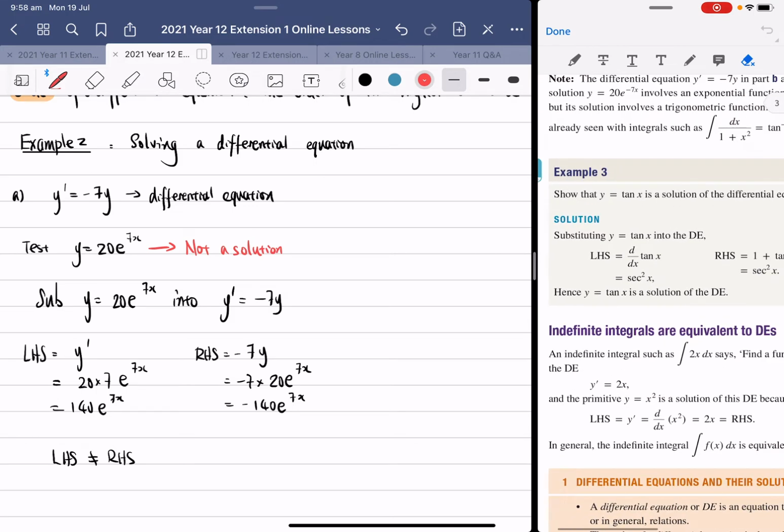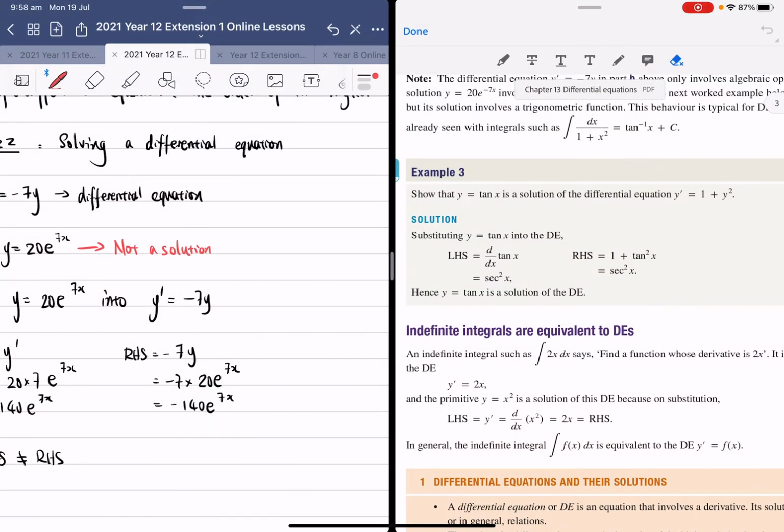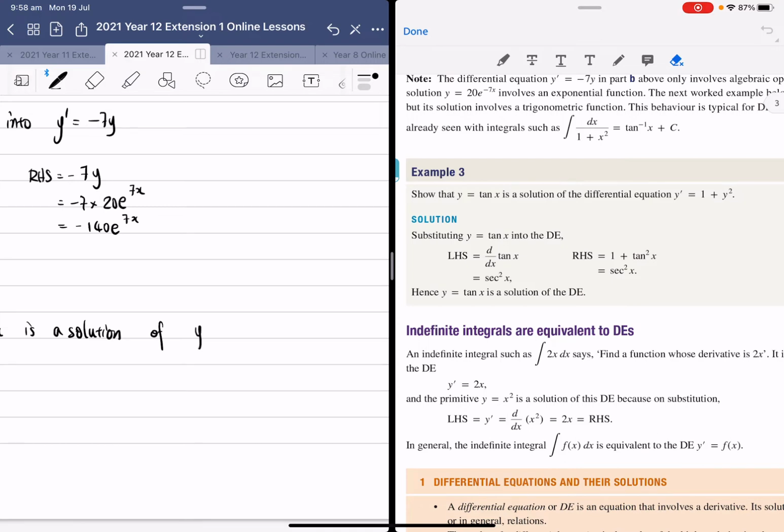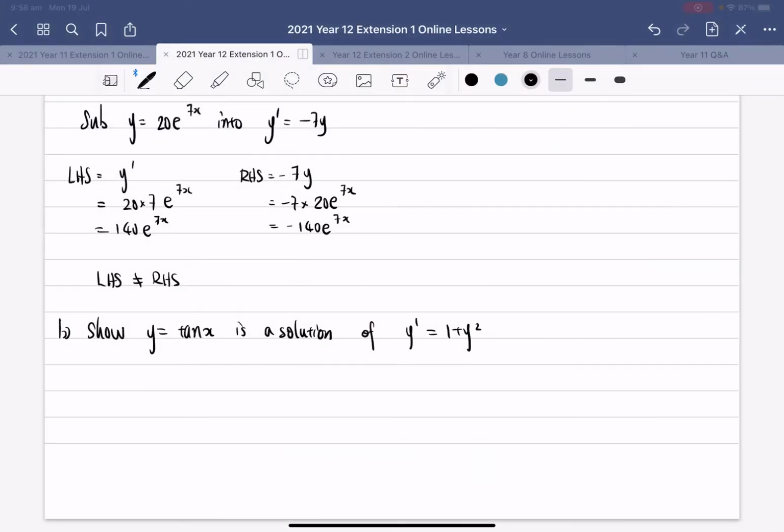The next example asks you to show that y equals tangent x is a solution of a differential equation. Don't be surprised. We can also have a trig function as a solution. You can have a logarithm function or an inverse trig function as a solution as well. So we're going to show y equals tangent x is a solution of y dash equals 1 plus y squared.